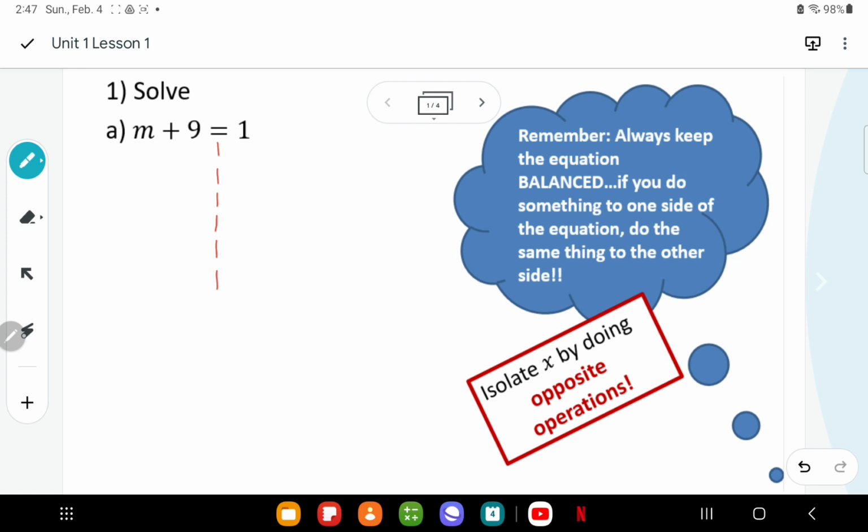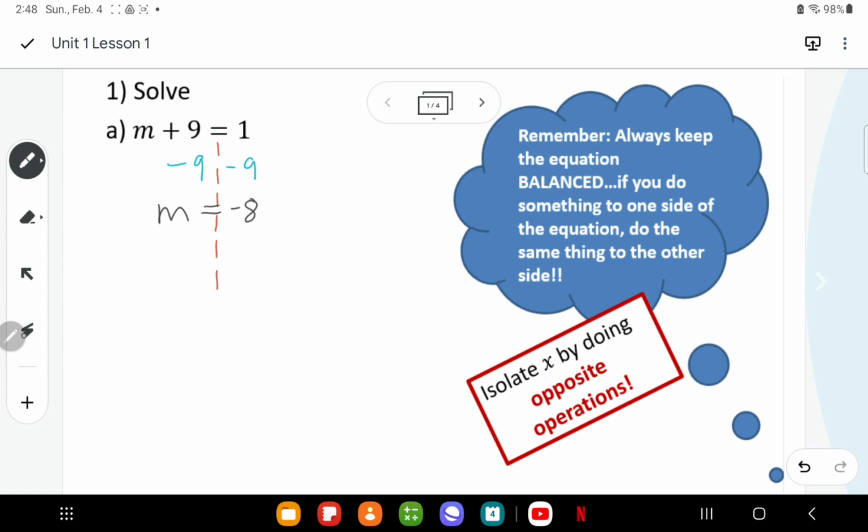And then I'm going to look for what the opposite operation is. Here, I want to get m by itself, so I have to get rid of that plus 9 because they're together on one side of the equal sign. The opposite of plus 9 is going to be minus 9. So I'm going to do the minus 9, but to keep it balanced, I have to do that to both sides. Okay? Here, I've got plus 9 and minus 9, so those cancel out. Those are opposites. Then I just have m equals, and then I have to subtract here. 1 minus 9 is negative 8.